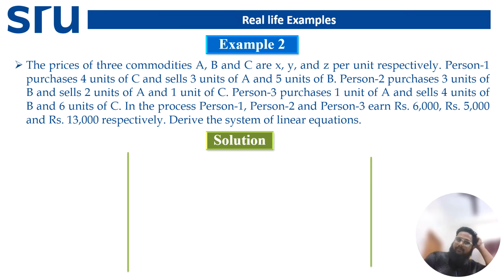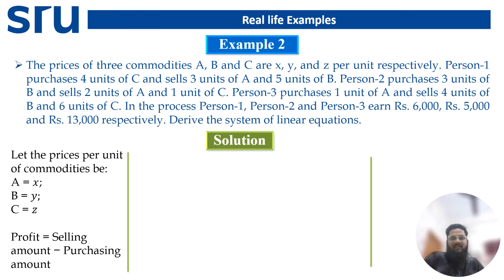This is another example. The prices of three commodities A, B, C are X, Y, Z per unit, and person A purchases 4 units of C, sells 3 units of A and 5 units of B. Like that this is given, and in the end, the earnings of persons 1, 2 and 3 are 6,000, 5,000 and 13,000 respectively. You can see here, I consider the per unit prices of the commodities as X, Y, Z, which is already given per unit.